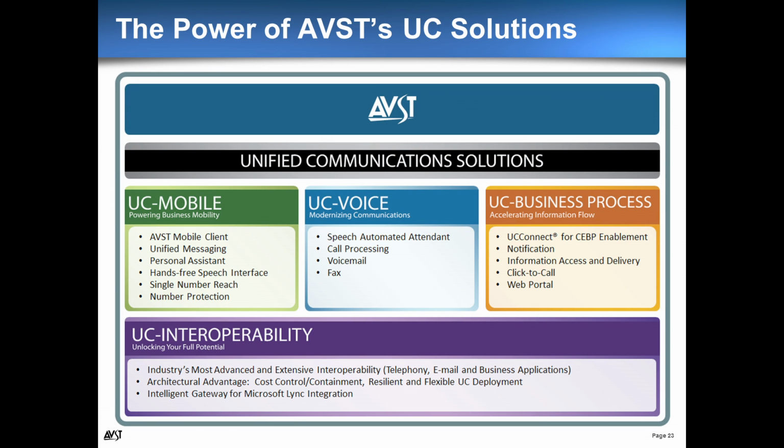We believe we've done a nice job of that with our CXE platform, which is our hallmark platform. As I mentioned, it delivers 3 different primary application suites, the UC mobile set, the UC voice set, UC business process. You can decide what you want to deploy and when. And then underlying all that is the UC interoperability layer. So by themselves, those applications do very little. It's not until you actually integrate or interoperate with the other components that you have in your organization that they really start to take off.